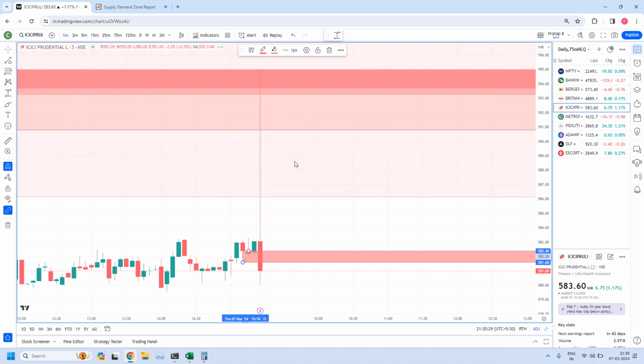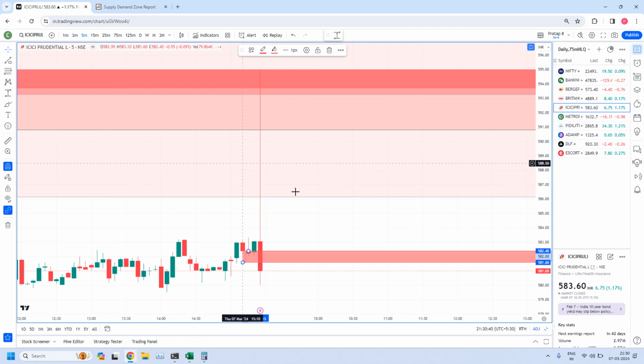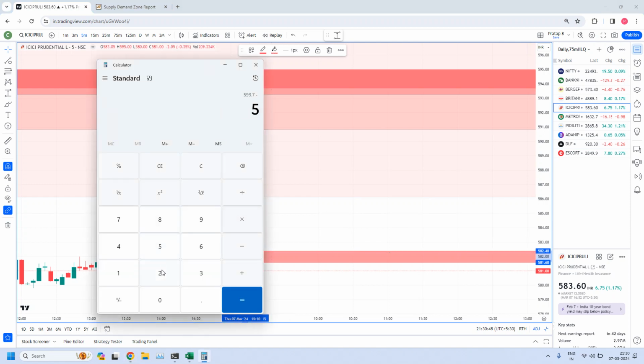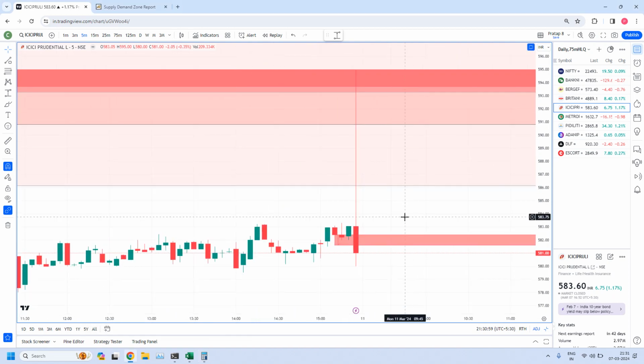Now let me go to 1 minute. You will get clarity on when you exited. In this candle, definitely you would have exited. So what is the exit here? For a 5 minutes trade, the open of this candle, 582.40. 11 rupees profit you would have got. 11 rupees 30 paisa. Just curiosity I am doing.